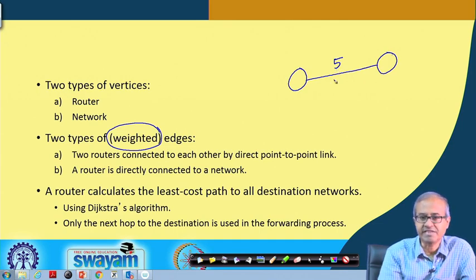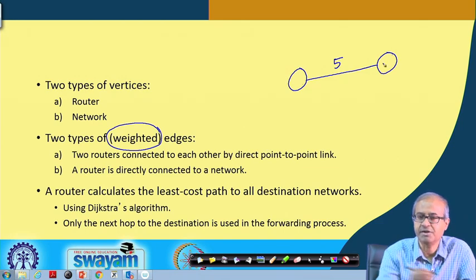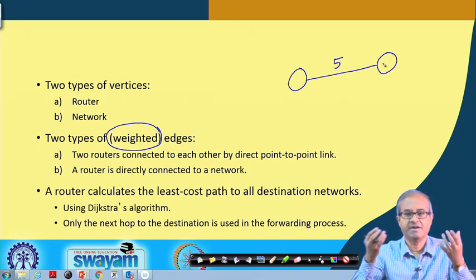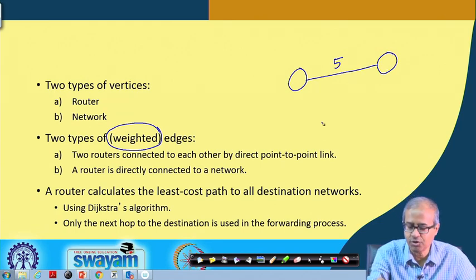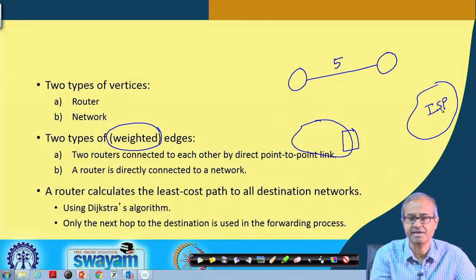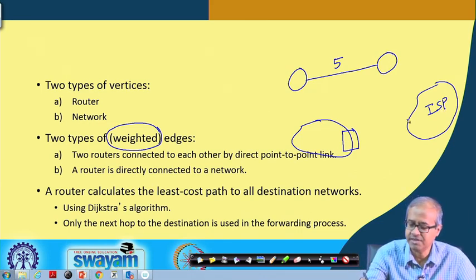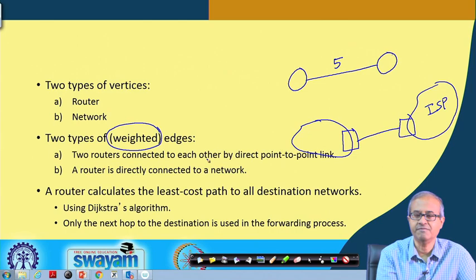Now, there can be two kinds of edges. One is an edge between two routers. This can be a router, this can be a router, both can be routers, directly connected via a point to point link. When does this happen? Suppose I have an organizational network where there is a router and there is another network, my internet service provider from where I have got my internet connection. It can be BSNL, Airtel, whatever. They have a router, and from this router to router there is a direct point to point connection. This is the first kind of link.